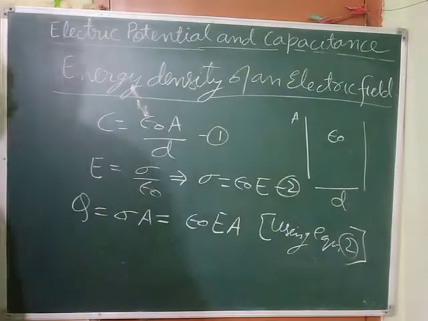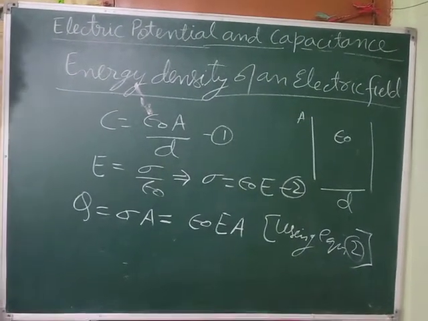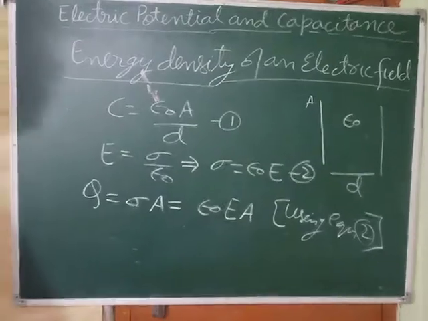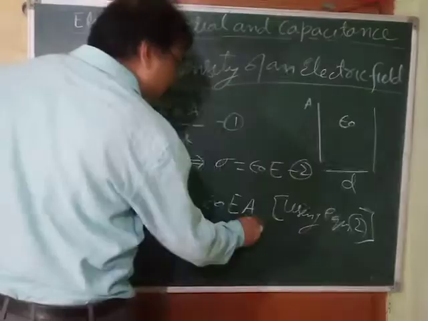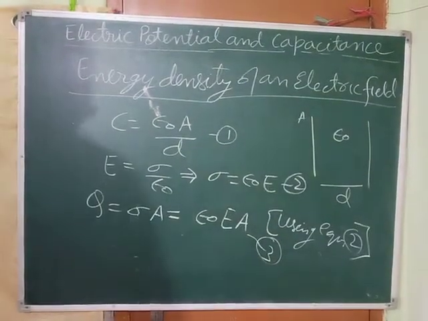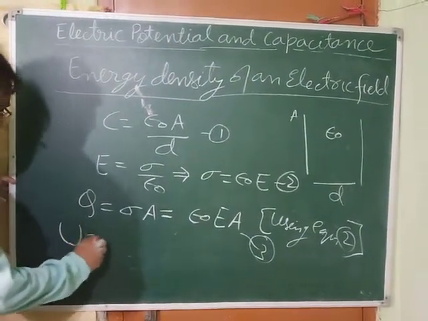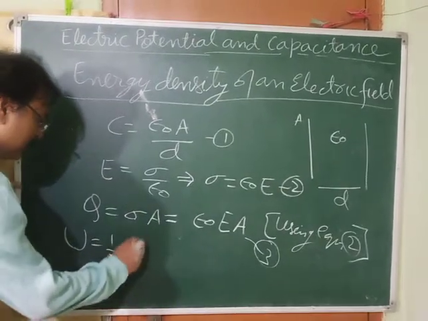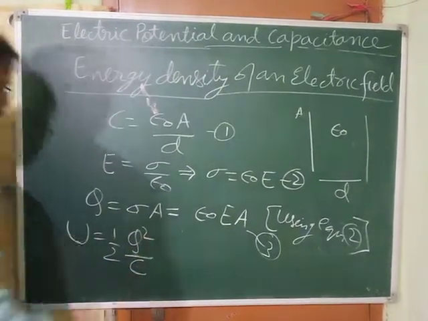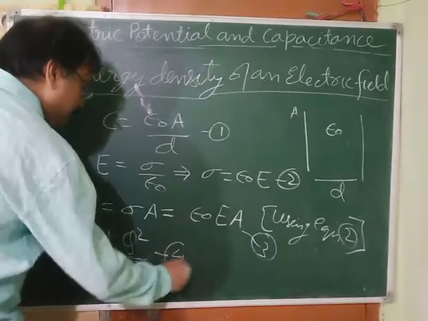Okay, that's what you can write. So you got Q is equal to epsilon naught E into A. Let us mark this equation number 3. Now what is the expression for energy stored in a capacitor? That we know very well. U is equal to 1 by 2 Q square upon C. This is our equation number 4.